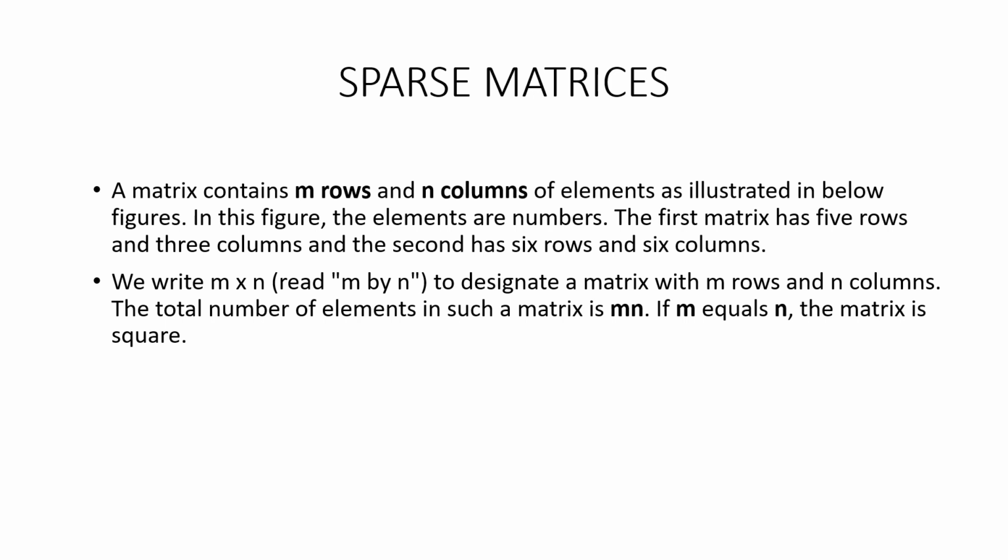We write m into n, that is m by n, to designate a matrix with m rows and n columns. The total number of elements in such a matrix is mn. If m equals n, the matrix is square.